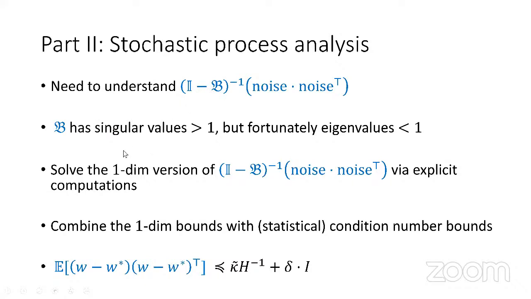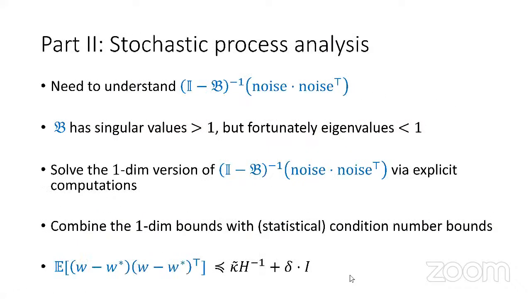The way we do it is to solve the one-dimensional version of this (I minus B) inverse times noise transpose using explicit computations. We do this in every eigendirection corresponding to the Hessian. Once we have the one-dimensional bounds, we can combine them using the statistical condition number bounds. Finally, what we get is that the expected value of (W minus W star) squared, at any iterate t as t goes to infinity, is upper bounded by kappa twiddle H inverse plus delta times identity. Delta is the step size, kappa twiddle is the statistical condition number, and H is the Hessian of the problem.